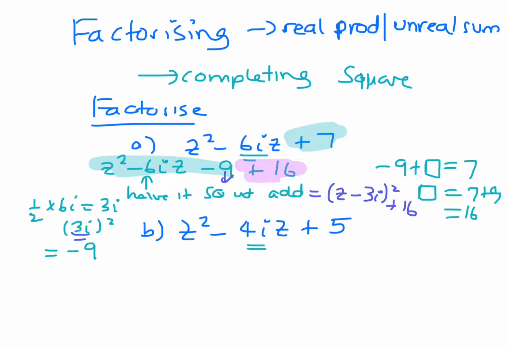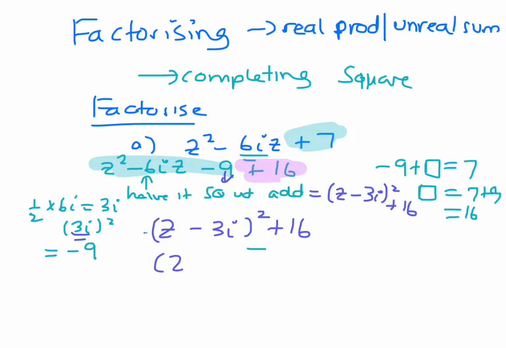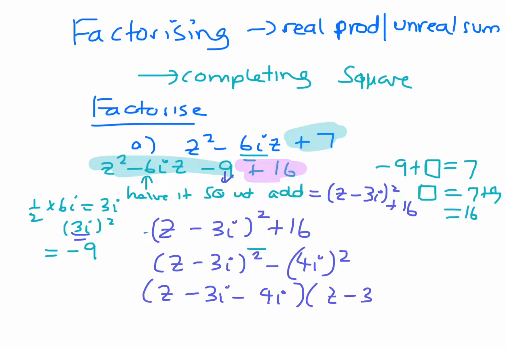Just rub this part out so I have a bit more room. Okay, so you write it as a perfect square, z minus 3i squared plus 16. Then it's z minus 3i squared minus 4i squared. So then it's z minus 3i minus 4i, z minus 3i plus 4i. So you end up with z minus 7i, z plus i.